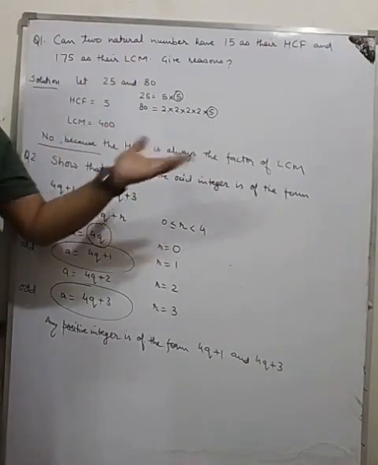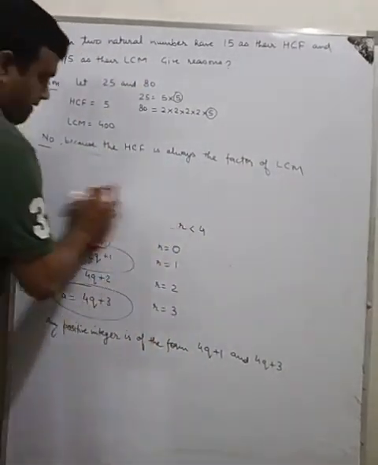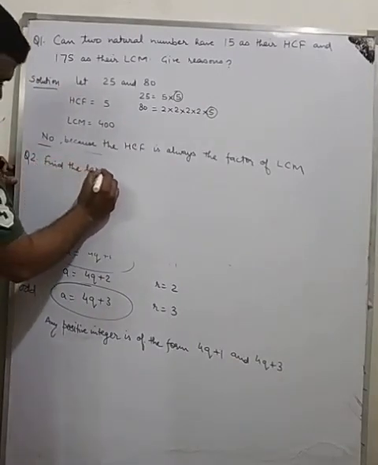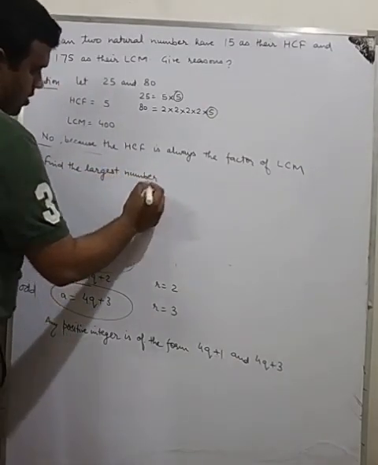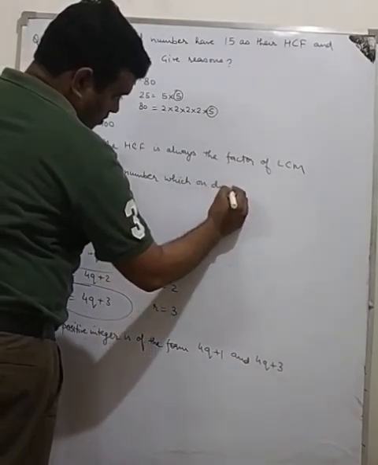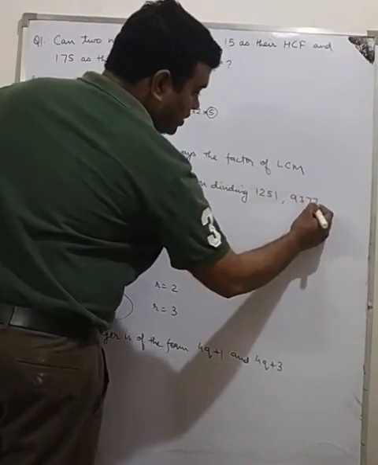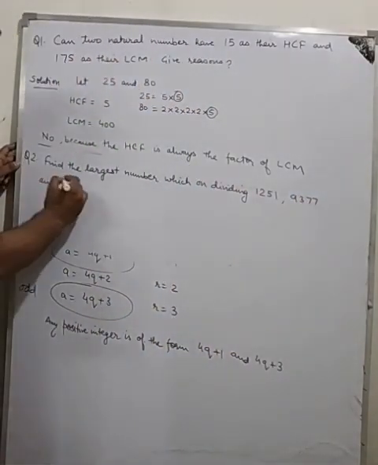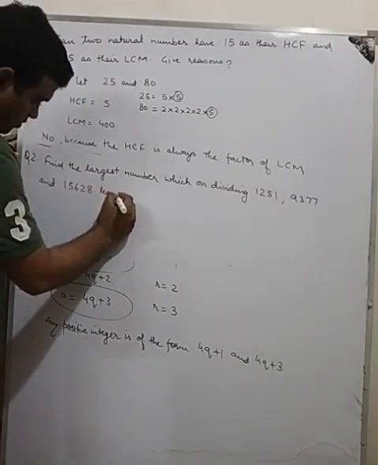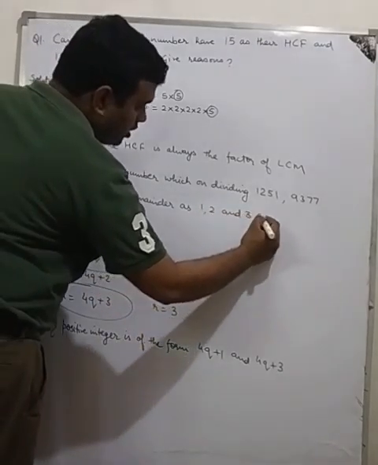Now the next question is, find the largest number which on dividing 1251, 9377 and 15628 leaves remainder as 1, 2 and 3 respectively.